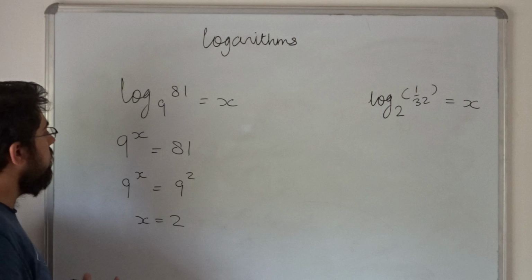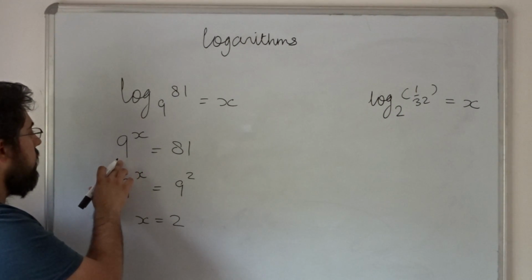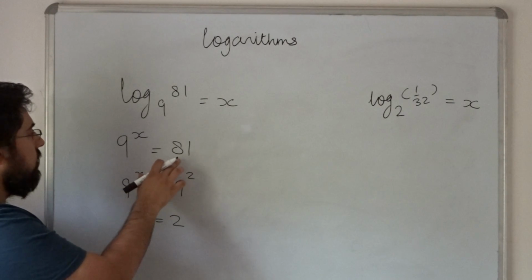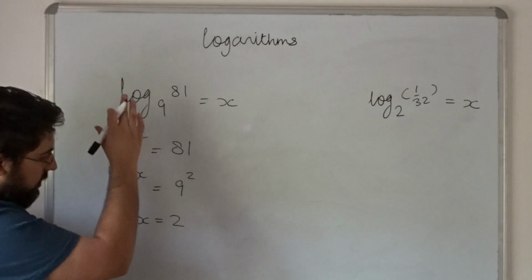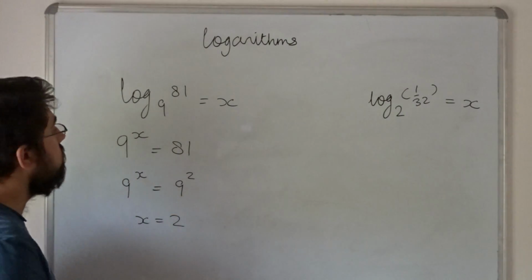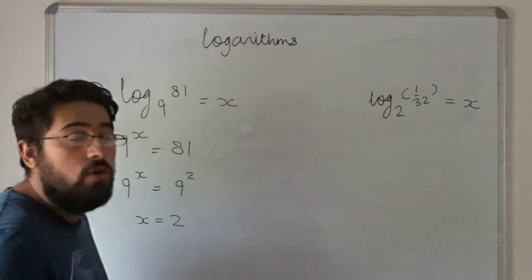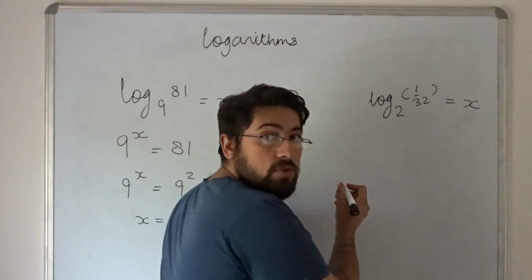So another way of doing this, guys, is you can break this down. You can say 3 to the power 2 and then 3 to the power 4, and then you can do it that way and get the answer as 2. So you can either do it this way or that way. There's no right or wrong way. So now let's do this one.